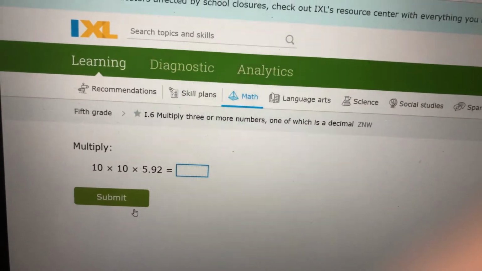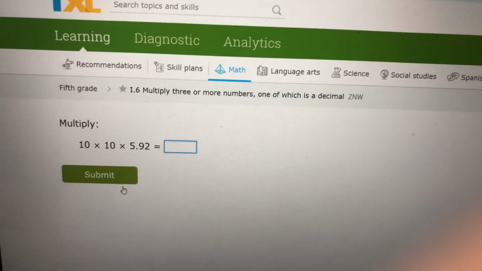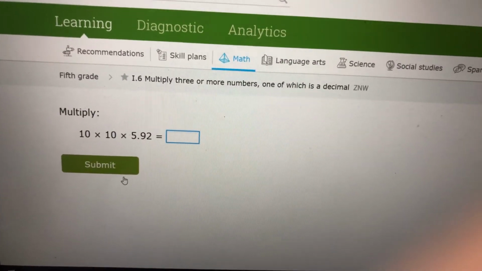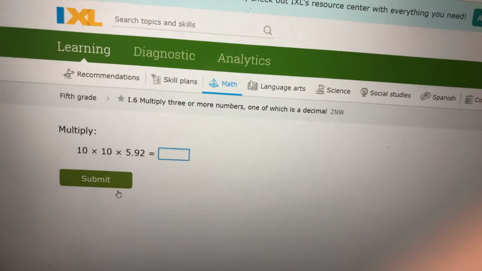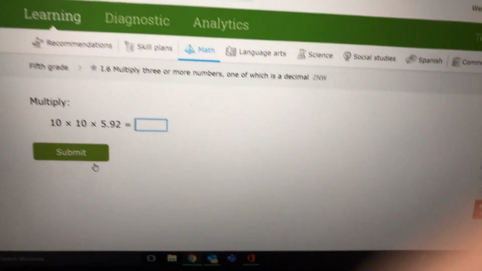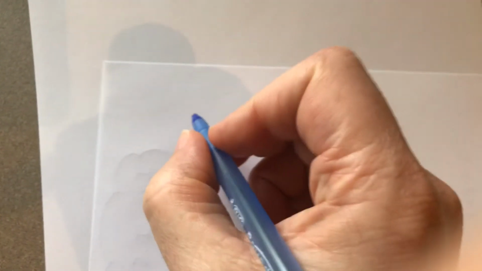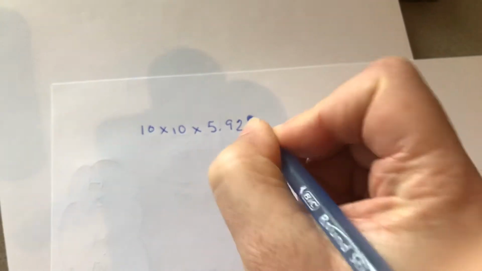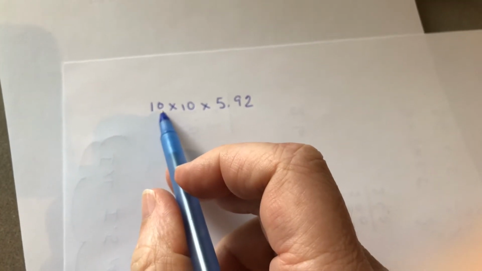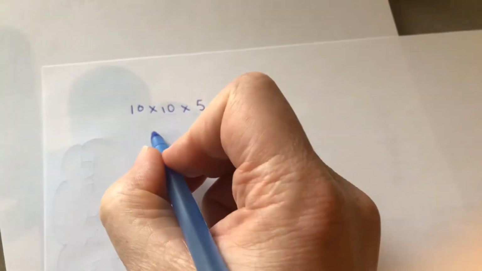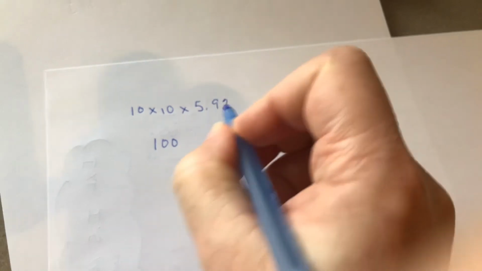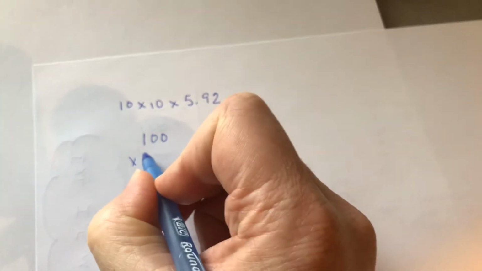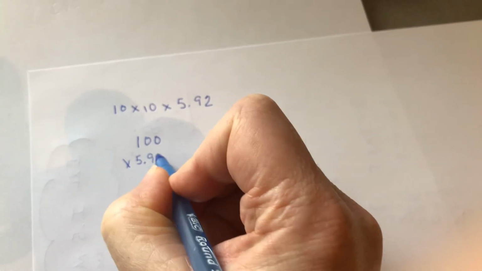Okay, let's do one more. 10 times 10 times 5.92. So here we've got 10 times 10 times 5.92. Well, 10 times 10, that's 100, times 5.92.